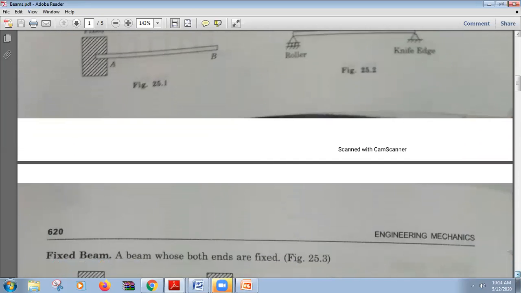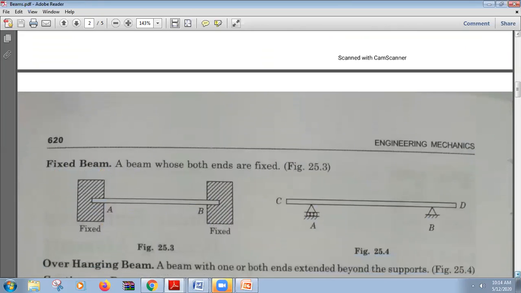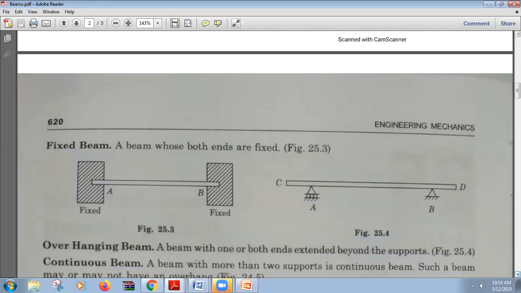Then the third type is the fixed beam. We can see both the edges are fixed from both sides. A beam whose both ends are fixed is known as a fixed beam. So they are not allowed to expand in either direction. And if they expand, this expansion will be in the upward or downward direction, and this way it will not remain horizontal. When it expands, it will not be in a horizontal condition.